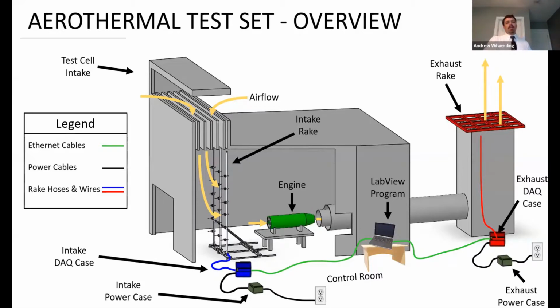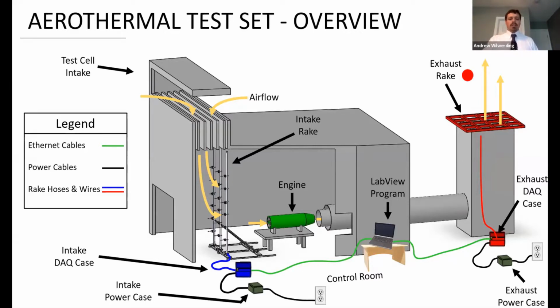All right. So just to give an overview of our concept, we have a test cell in the middle here. We have air that comes in at the intake. And it's going to go through the test cell, go down through the intake, through the engine, and up through the exhaust. So we split our system into two major systems. One were called the rakes, and the other was the data acquisition.